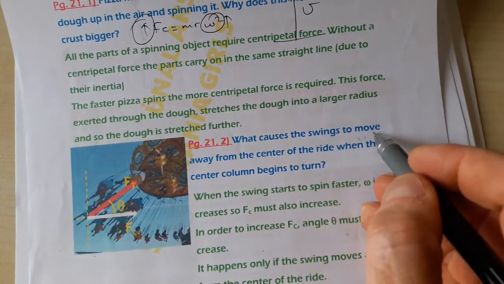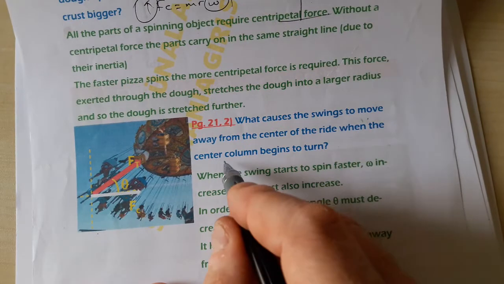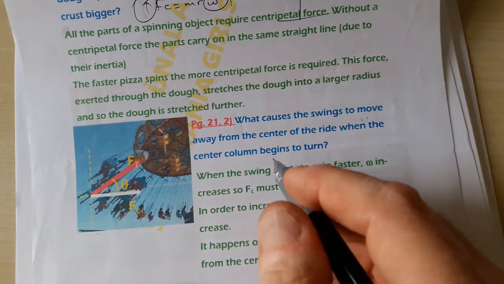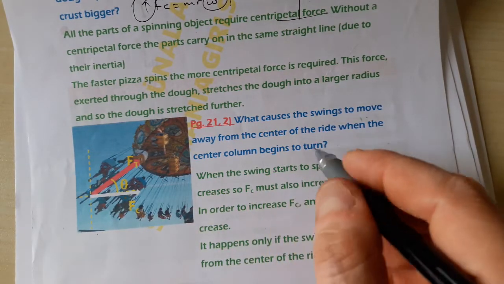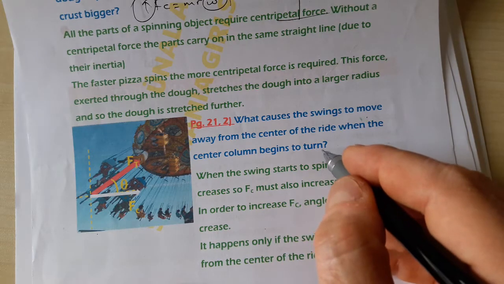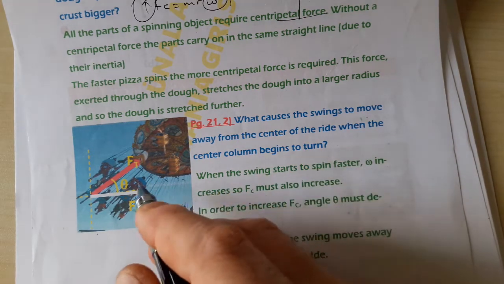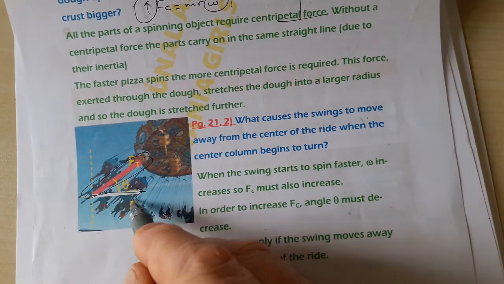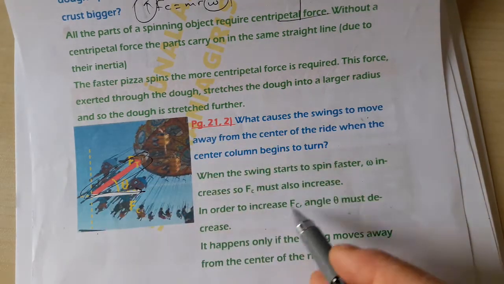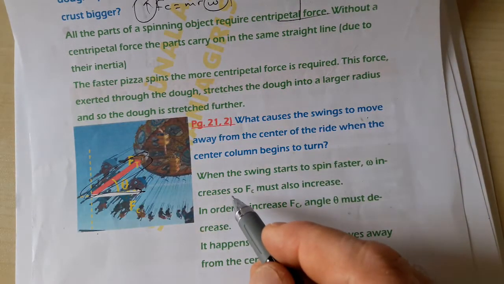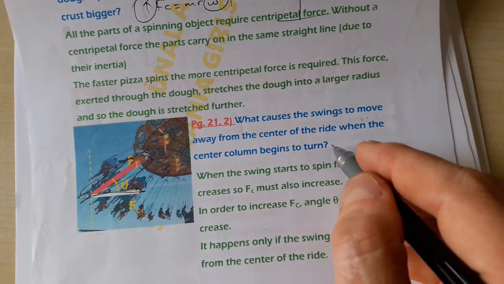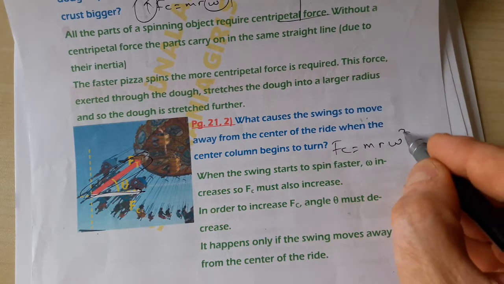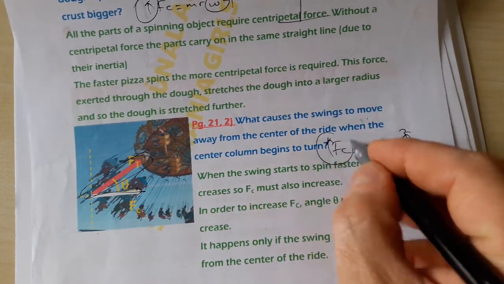So what causes the swings to move away from the center of the ride when the center column begins to turn? Normally, because it's moving on a circular path, we need a centripetal force. So what causes the centripetal force in this swing? It is the tension. One component of the tension is the centripetal force, which causes the swing to move on the circle. But if the swing starts to move faster and faster, the centripetal force must increase, m r omega squared. Because omega increases, the centripetal force must also increase.